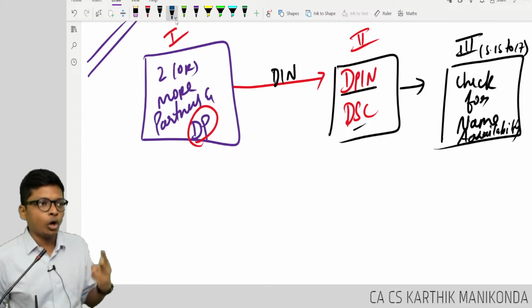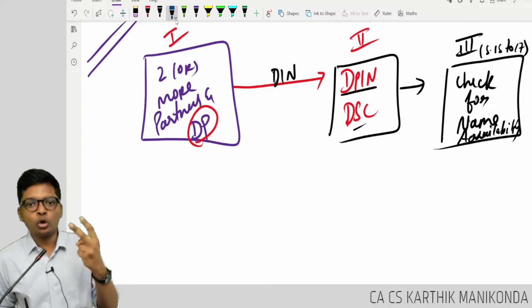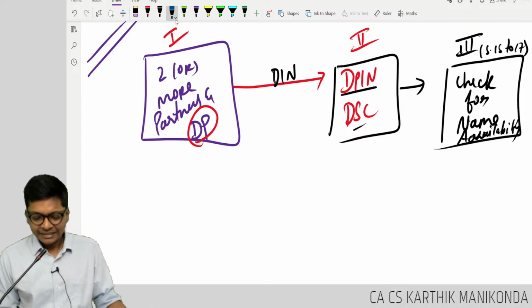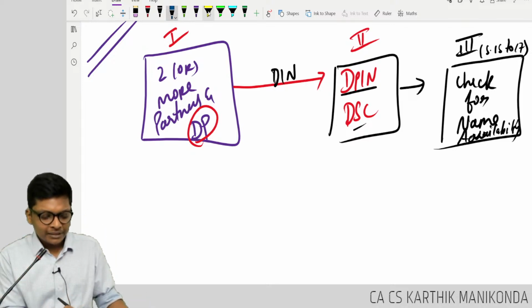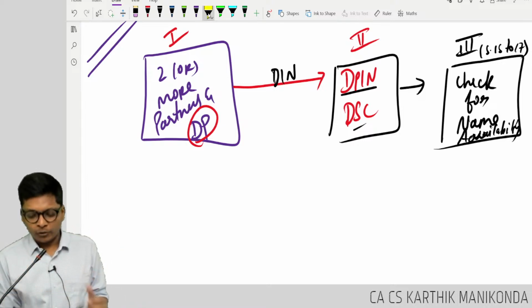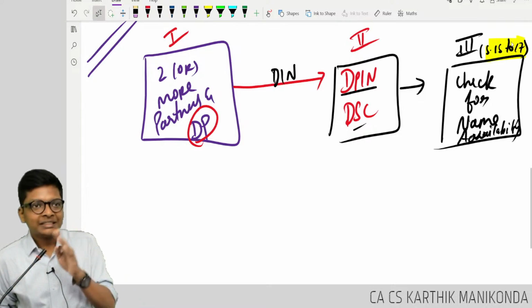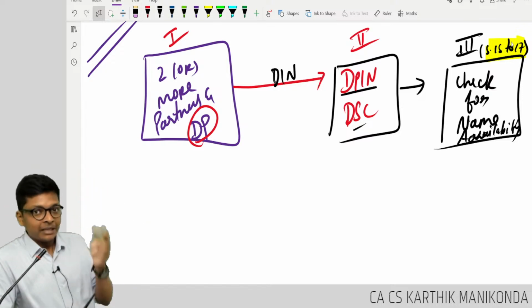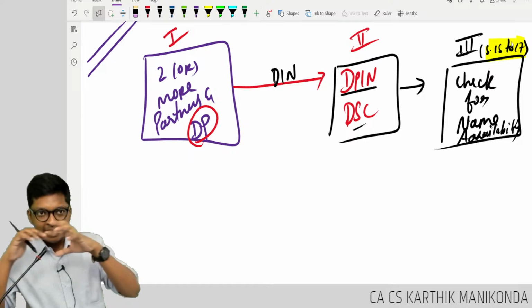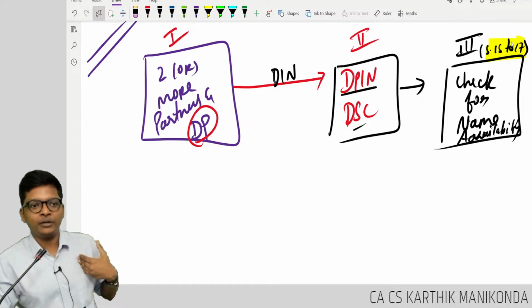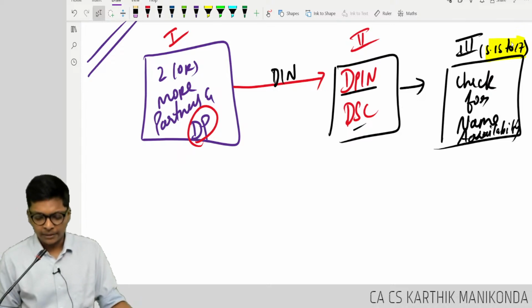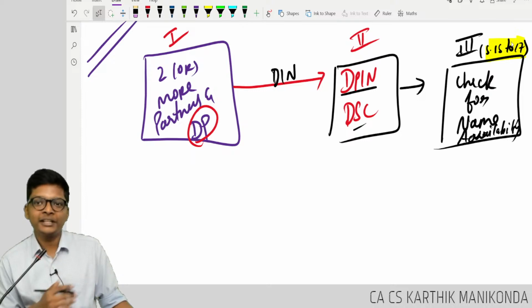I need to have 2 or more partners and minimum 2 designated partners. Get DPIN and DSC. Then check for name availability. Name related provisions are in section 15 to 17, which I will take at the end of this discussion. What kind of name? In that only there are amendments. In the name related provisions only, even though you studied in foundation, we have some amendments over here, very small amendments, nothing to panic. Okay. None of these amendments were tested in foundation.